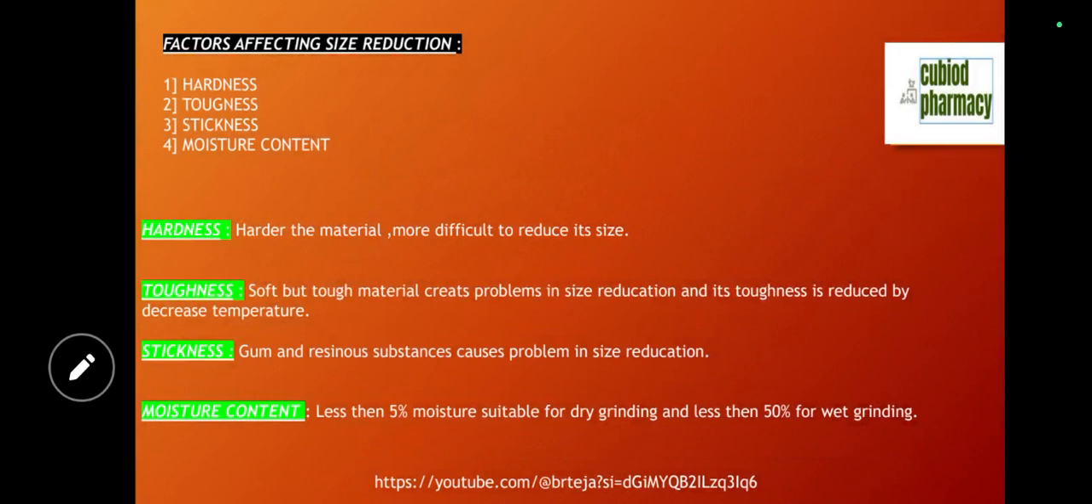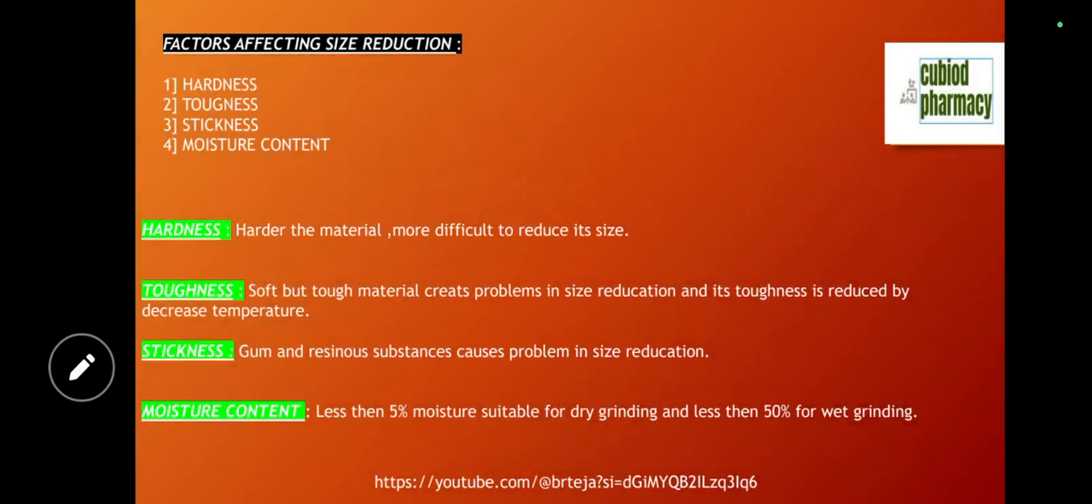Fourth one, moisture content. Less than 5% moisture is suitable for dry grinding, and less than 50% for wet grinding. Less than 5% moisture is suitable for dry grinding, not wet grinding, only for dry grinding.